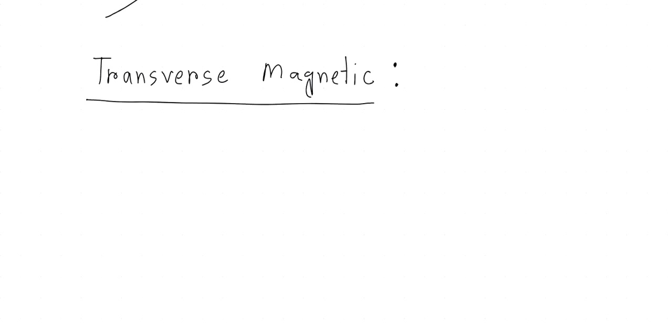So let's derive the equation for transverse magnetic wave. If we can derive the equations for one, we can understand its behavior for all other kinds of wave. So in a transverse magnetic wave, Hz is equal to 0 and Ez is not equal to 0.